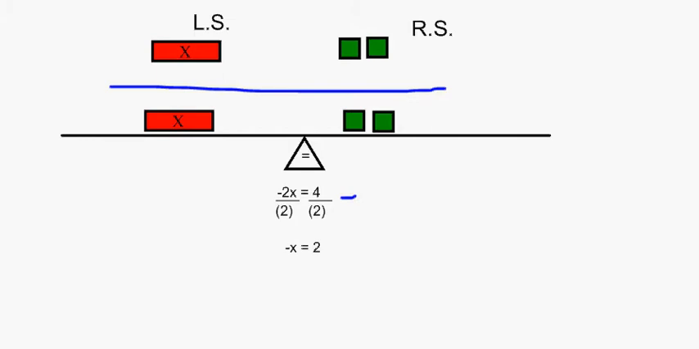So I'm going to multiply by a negative 1. And there it is there. Now I have a positive x is equal to negative 2. And in my pictures, what does that mean? If I multiply by a negative 1, that means I'm going to change the colors. So I'm going to change the colors in my diagram.